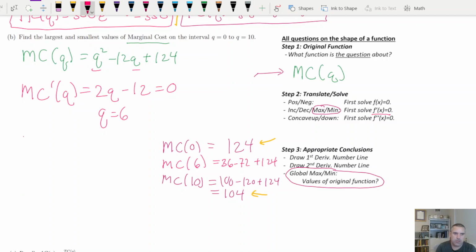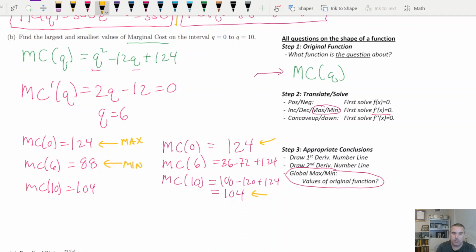So at the end of this question, we found out that at the endpoints, we got 124 at the first endpoint. At 6, we got 88. And at 10, we got 104. This is the smallest. This is the biggest. So we would call this the global max, and we would call this the global min.